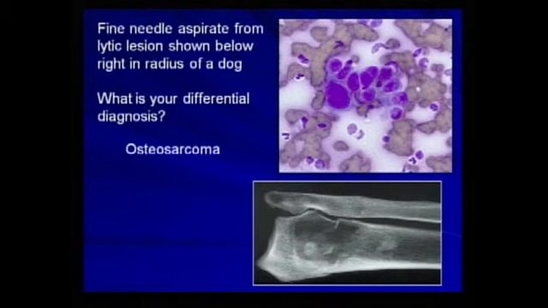Well, this one turned out to be osteosarcoma. The cells aren't spindling very well, but looking at the species, looking at the fact that it's in the distal radius, which is a very common location, osteosarcoma is at the top of your list.